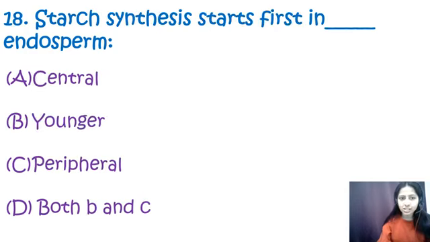Next, 18. Starch synthesis starts first in dash endosperm. The options are central, younger, peripheral, or both. B and C. So starch synthesis first starts in the C, that is the peripheral region of the endosperm.